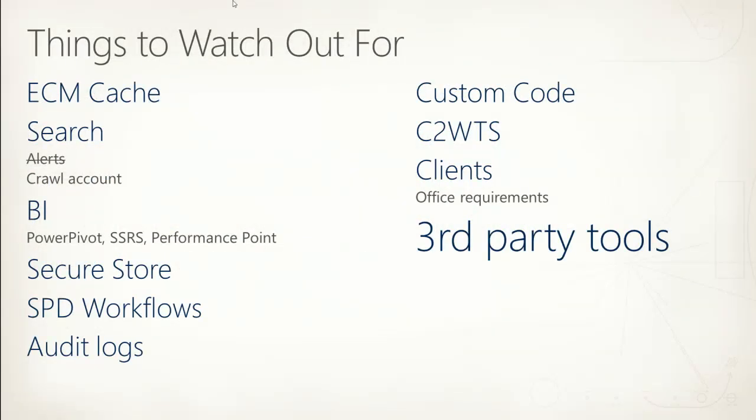All right, some other things to watch out for. We talked about the ECM and the publishing cache. We talked about search. Search alerts when you're using SAML don't work. We're on the fence there. I think they got that working again. When we tested it for Beta 2, and I haven't had a chance to retest it for RTM, I think that's working again. I just didn't update my slide. But search alerts, that's something to keep in mind.